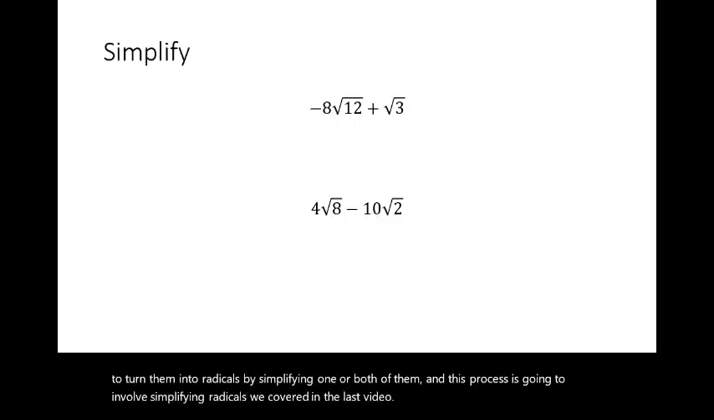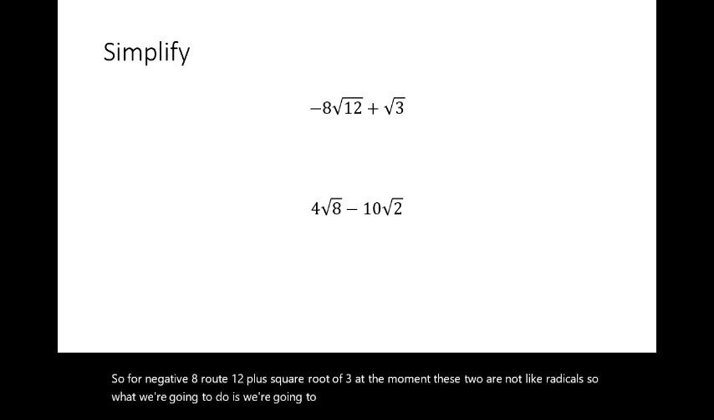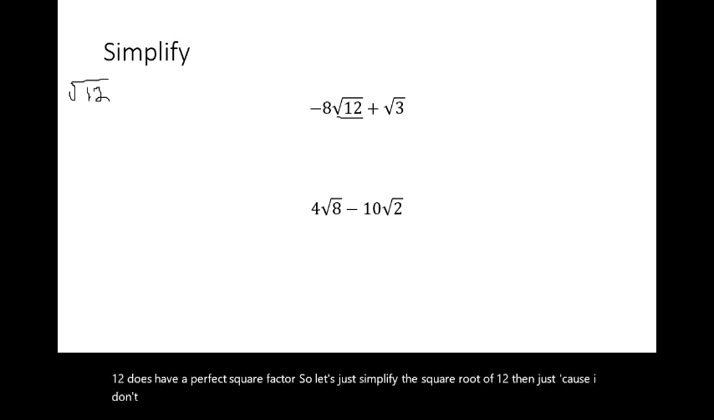So for negative 8 root 12 plus square root of 3, at the moment, these two are not like radicals. So what we're going to do is we're going to simplify each radical first and see what happens. So I'm looking at this square root of 12 here. 12 does have a perfect square factor, so let's just simplify the square root of 12. And just because I don't have a whole lot of room, I'm going to do that off to the side here.